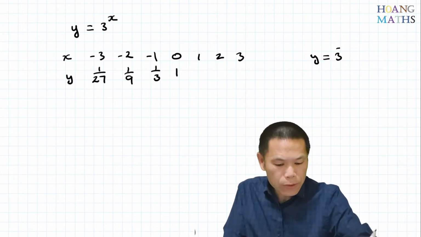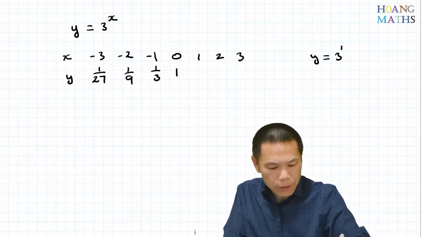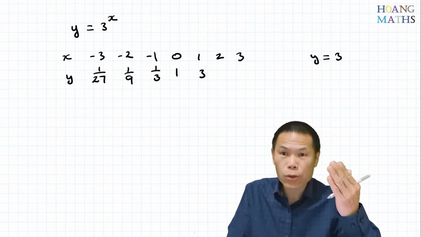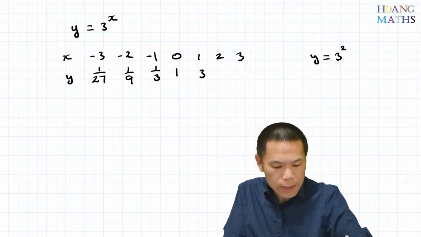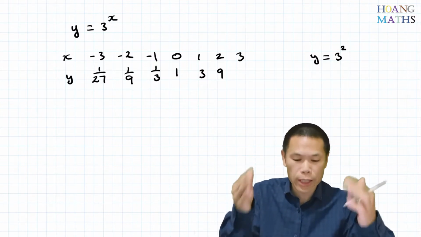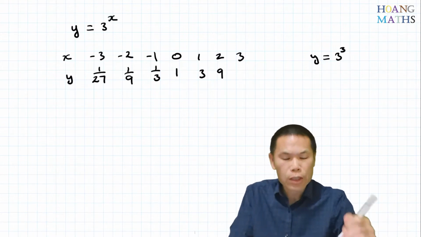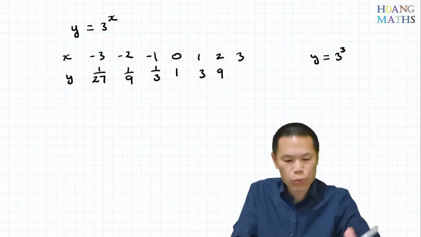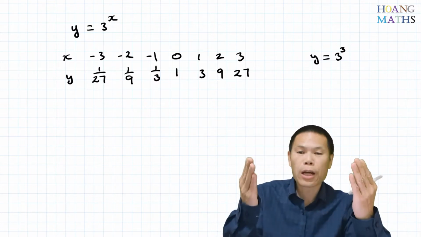And when x is equal to 1, 3 to the power of 1 is 3. When x is equal to 2, we change that into 2, so 3 squared is 9. We can just put it in a calculator. When x is equal to 3, we change that into 3, so 3 to the power of 3, and you put it in the calculator, you get 27. So there you go.